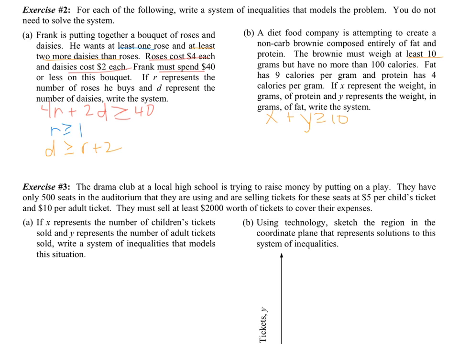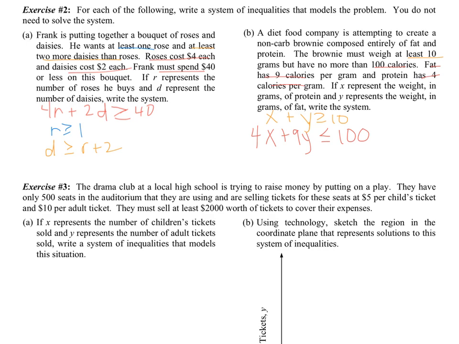So all of the protein plus all of the fat should be at least 10 grams. Then the second part, it can't have more than 100 calories. And fat has 9 and protein has 4. So 4 grams per protein, plus 9 grams per fat cannot be more than 100 calories total.